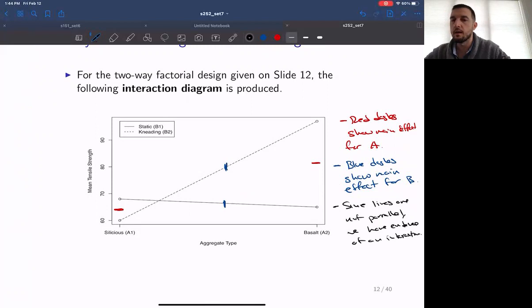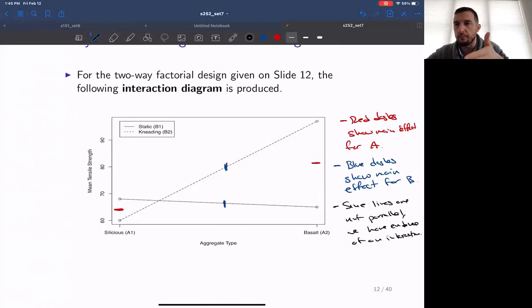In this particular case, what the interaction is referring to is the fact that if you consider how the means change from A1 to A2 for the static approach. If you look at the solid line, you can see that at A1, you have a mean around 67, and at A2, you have a mean around 65. So that's a decrease. So when we use the static method, the response variable decreases as you move from the siliceous to the basalt.